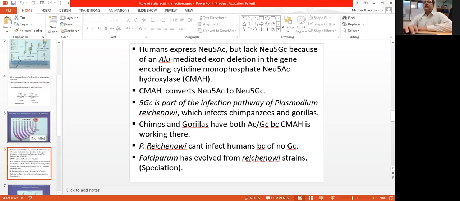So human beings express NEU5AC, or this form of the neuraminic acid, or sialic acid, but lack NEU5GC because of Alu-mediated exon deletion in the gene encoding cytidine monophosphate NEU5AC hydroxylase.